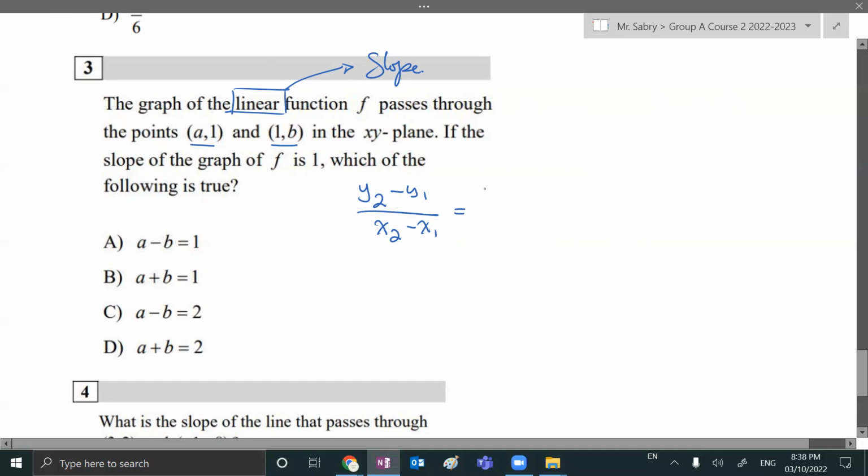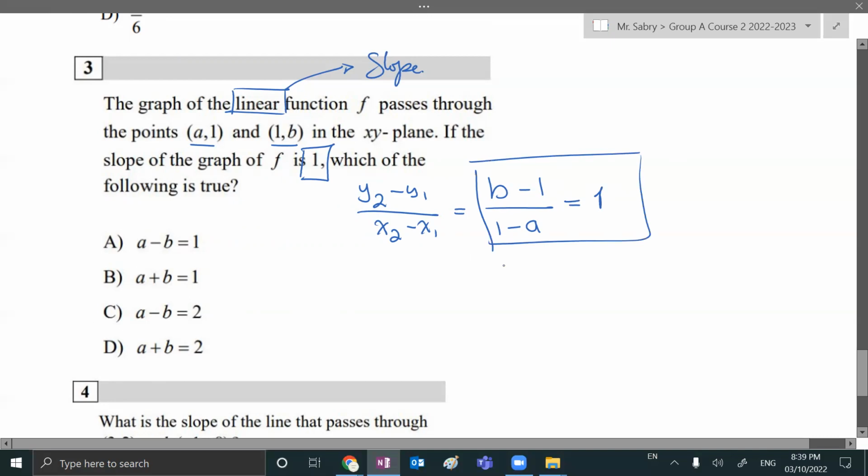I know that these points should put me in a situation where I do b minus 1 over 1 minus a. That's what I should do in order to find the slope of any 2 points. Then you're told that the slope of the graph is 1, so whatever you just calculated should be equal to 1. Now let's look at the answers. They're saying which of the following is true. When you look at all the answers, the A and the B are next to each other on the same side of the equal sign. But that's not the case here. Here the B and the A are over each other.